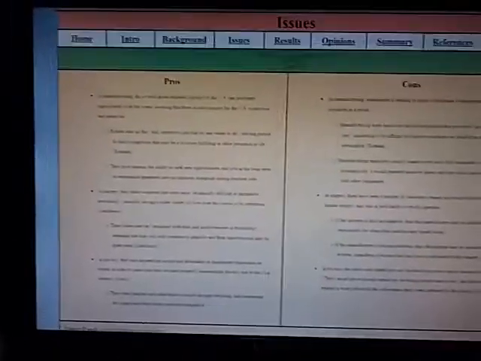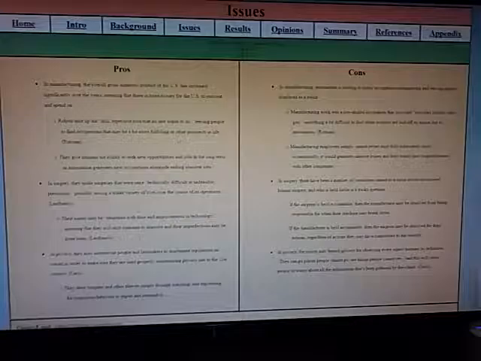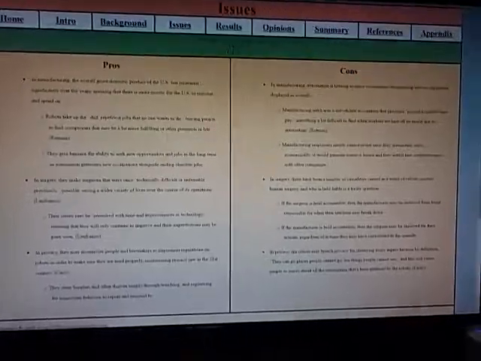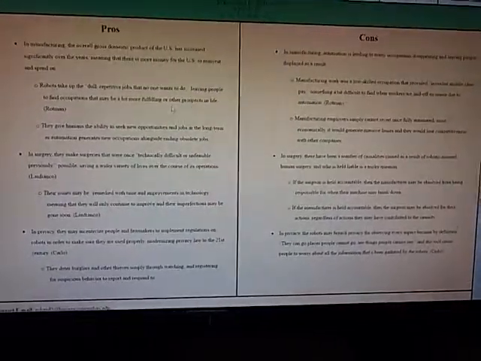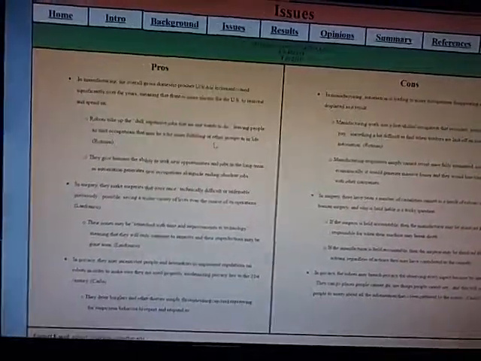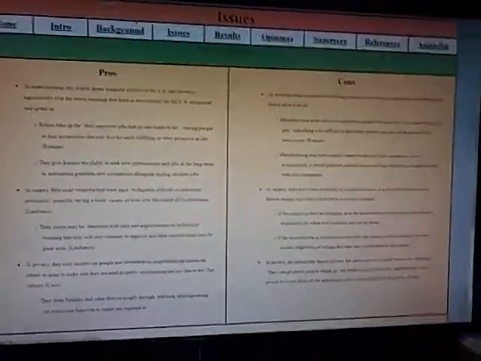As for negatives, or cons, manufacturing automation does lead to low-skilled occupation loss or unemployment, and those workers simply cannot go back, making things slightly worse. In surgery, there have been a number of casualties caused as a result of robotic surgery, and if the surgeon is held accountable, the manufacturer could be absolved. And if the manufacturer is held accountable, then the surgeon could be absolved. And in privacy, the robots may breach privacy by observing every aspect they see. Spy on everyone by definition.